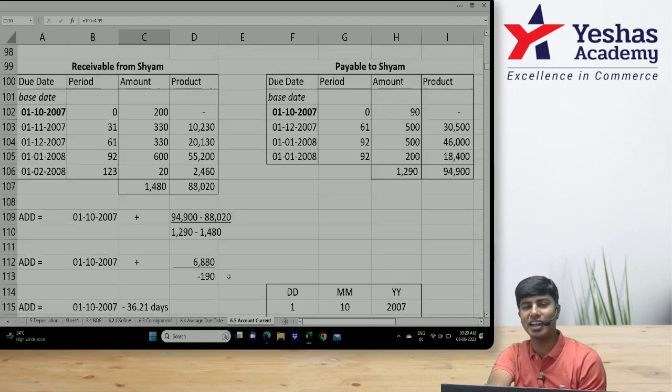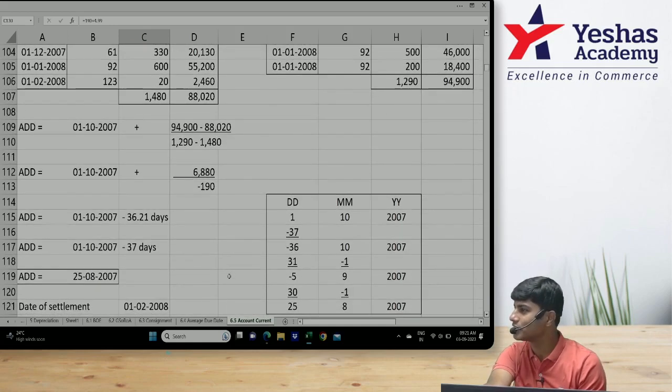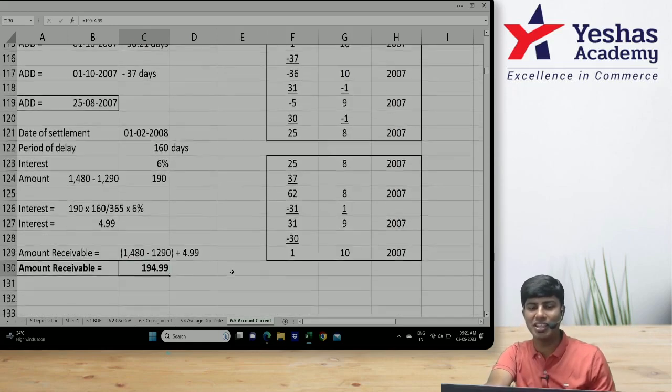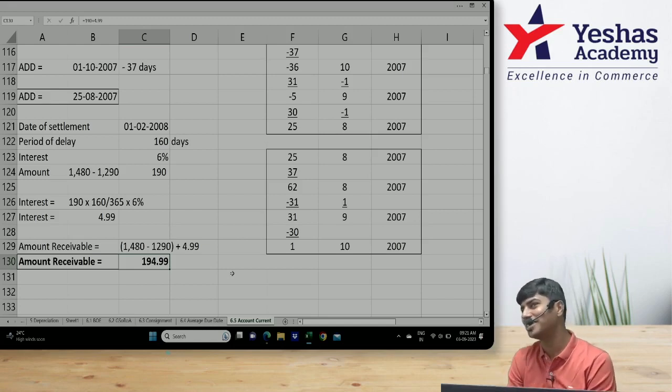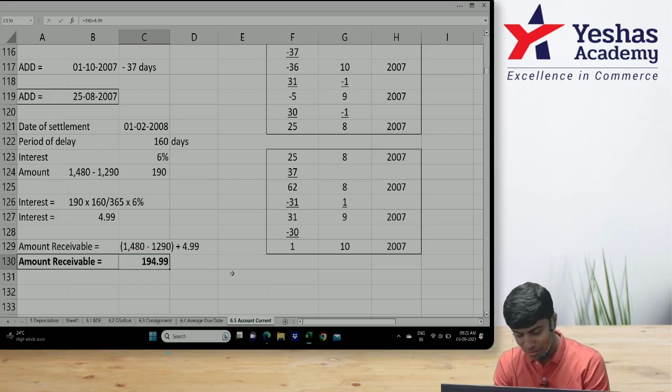Did you get the answer under average due date also? Same answer. Now the question is, why do we do account current then? We can follow average due date only. Why do we do account current?